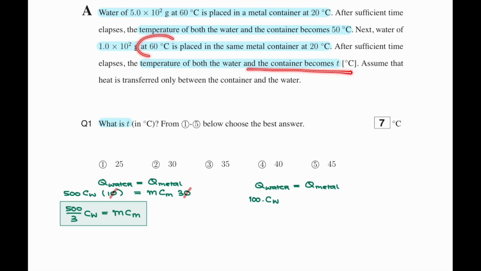The initial temperature of the water is 60, the final temperature of both water and container is T, and of course T is less than 60. Because the water will release heat, that means the temperature will drop. So T must be less than 60. That means the change in temperature of water is 60 minus T.